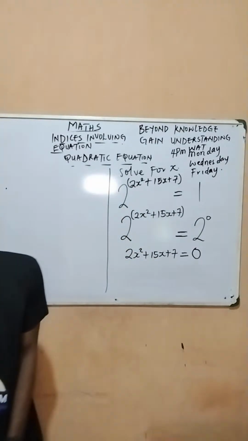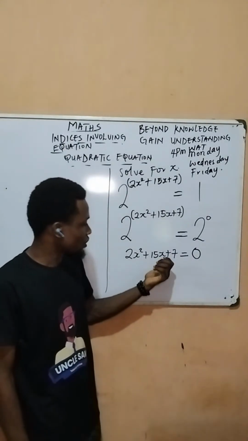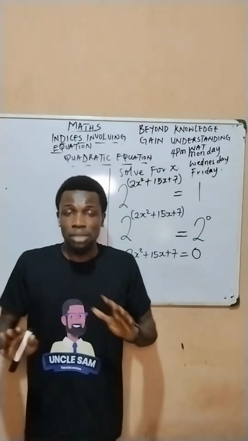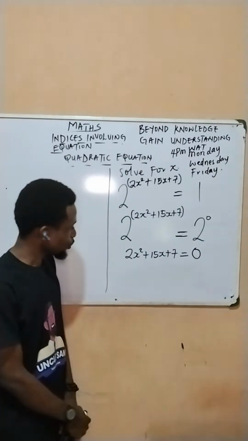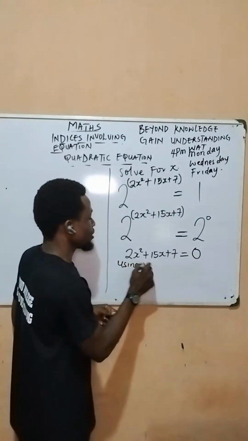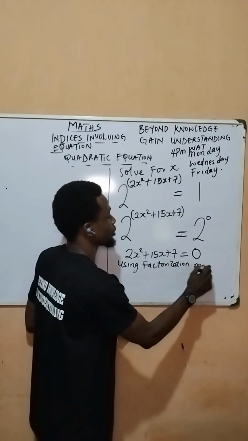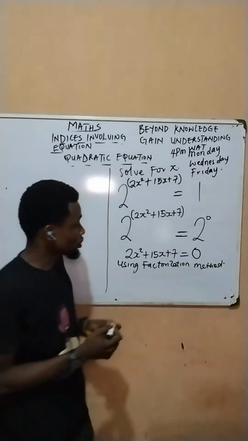So to further go into the factorization method, what are we going to do? We have 2x squared plus 15x plus 7 equal to 0. It's now looking like a quadratic equation. What do we do next? Well, applying factorization method. So let me write it boldly. Using factorization method. What do we do to use factorization method?